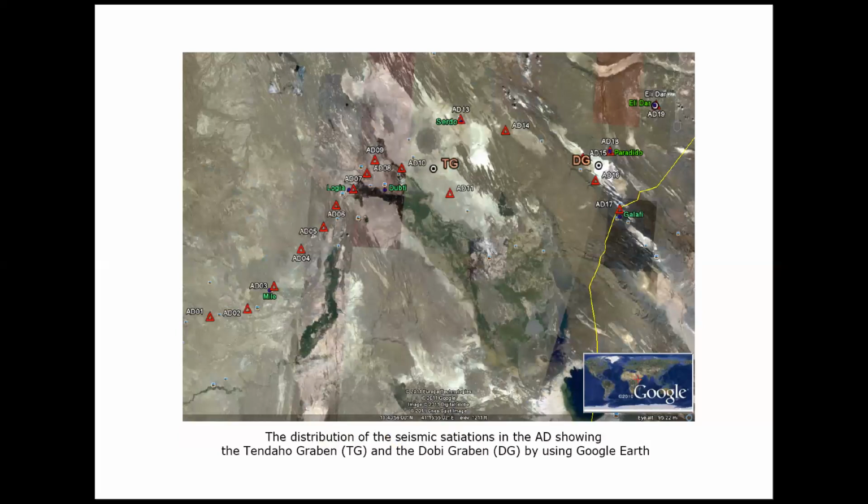This map, made using Google Earth, shows the distribution of the seismic stations in the Afar Depression, showing the Tendaho Graben and the Dubti Graben. Tendaho Graben is 150 kilometers long and between 25 and 50 kilometers wide, while the Dubti Graben is narrow, about 50 kilometers long and 12 kilometers wide. Both have northwest-southeast trending faults.